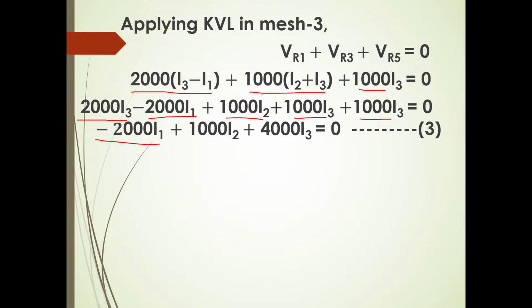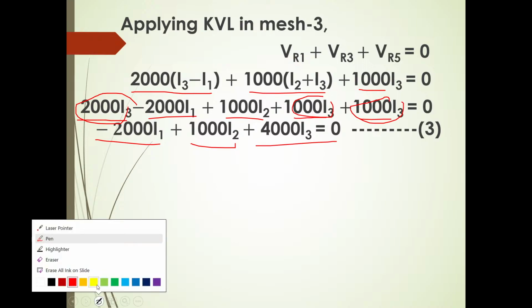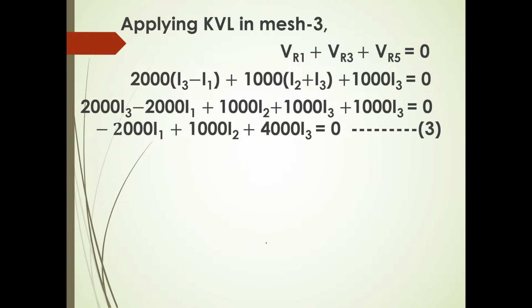Now what is I1 minus 2000 I1? You just keep it as it is. You can see here only 1000 I2 is there, so write it as it is. Minus 2000 I1 plus 1000 I2 plus, you can see 3 I3 currents are there: 2000 I3 plus 1000 I3 plus 1000 I3, meaning total 4000 I3, is equal to 0. So this is our equation 3. You just write it down. As soon as you complete, just inform.